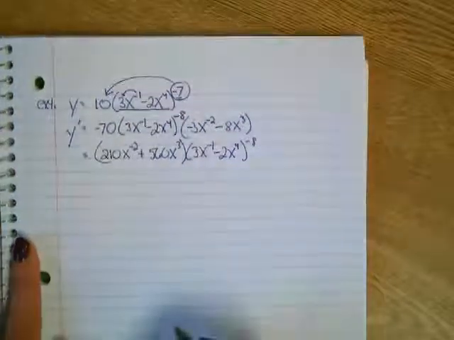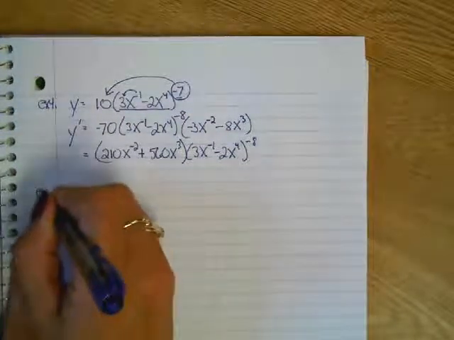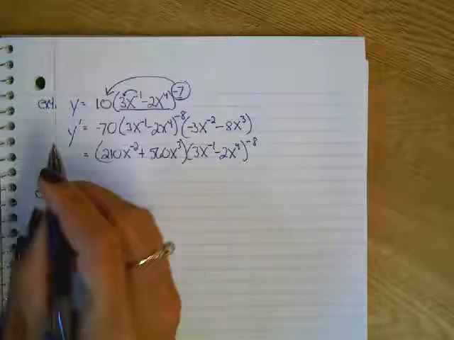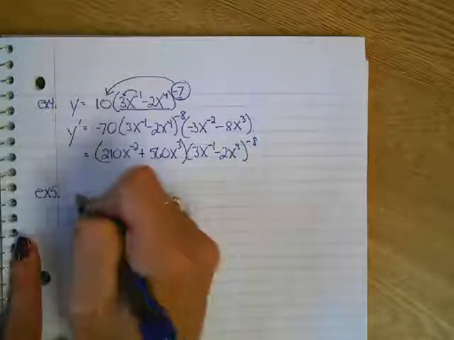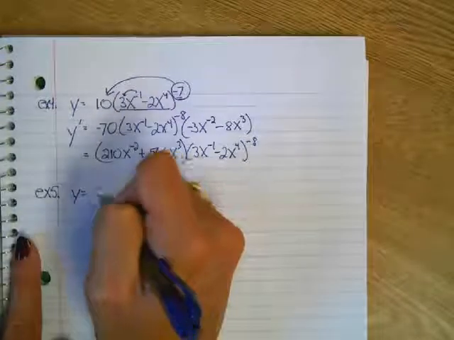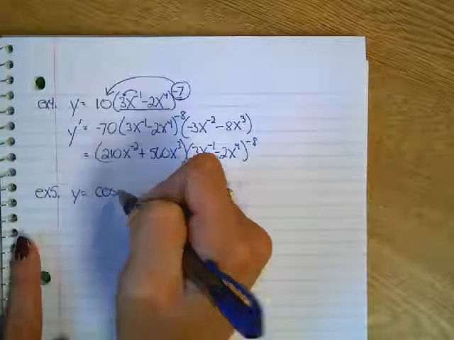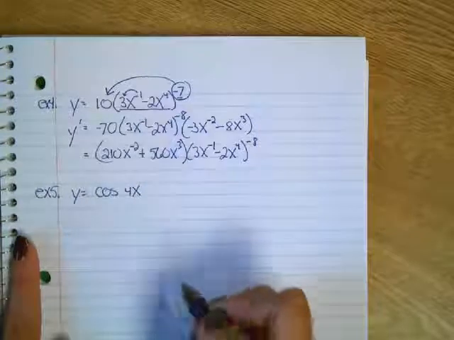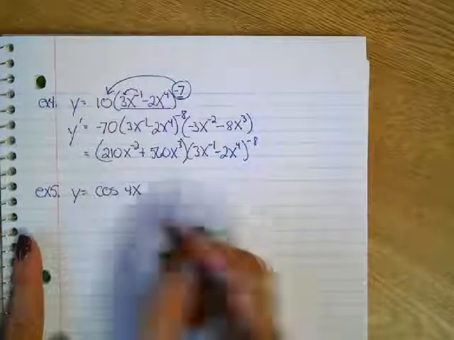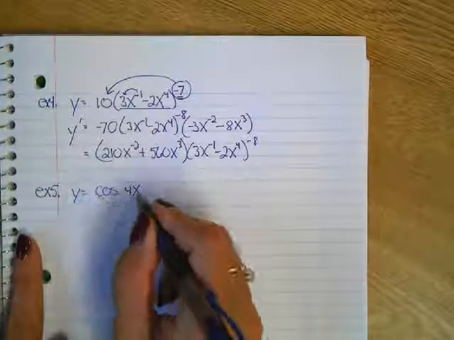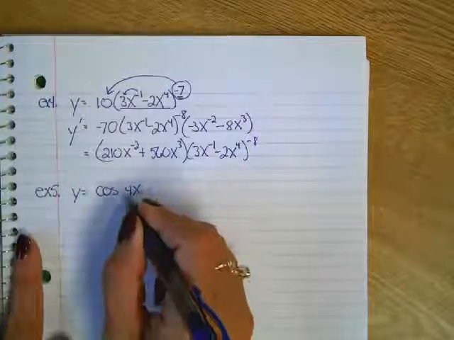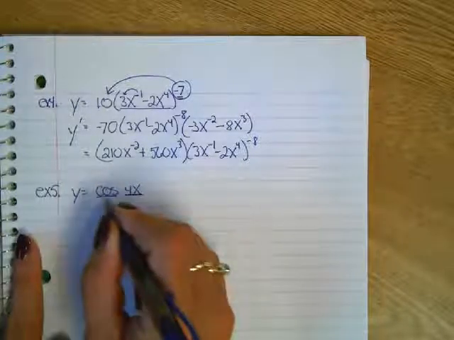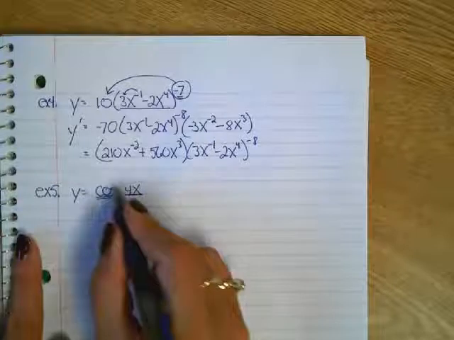All right, let's get to the trig functions. Number 5. y equals cosine 4x. So again, remember, this is your outside function. This is your inside function. Inside is the 4x, outside is the cosine. So we always start with the outside.